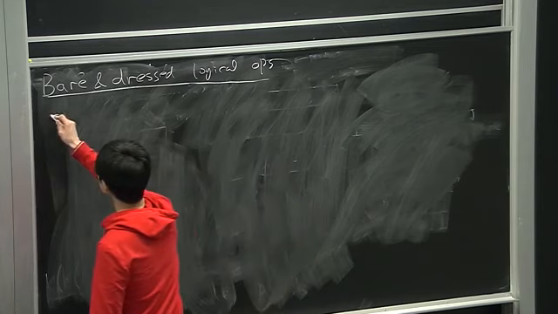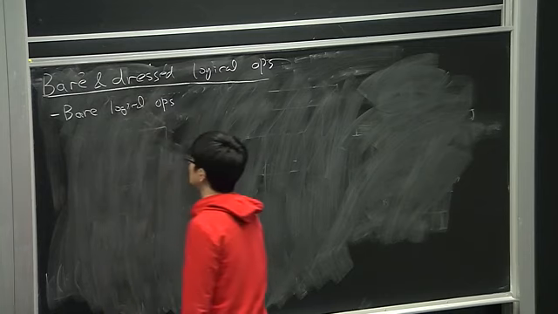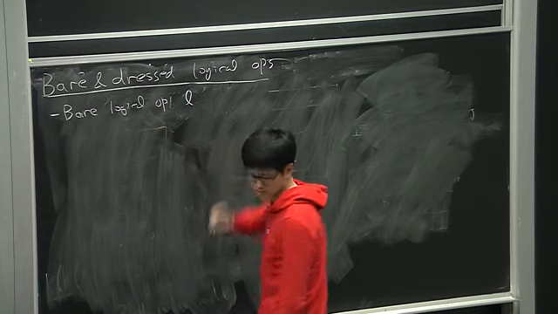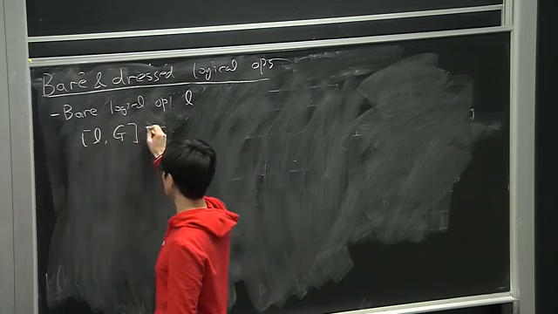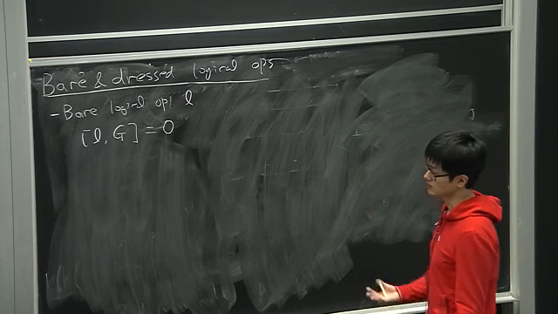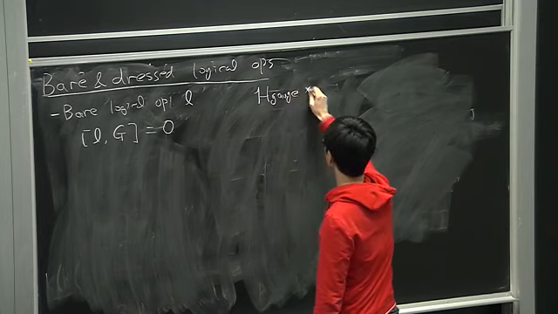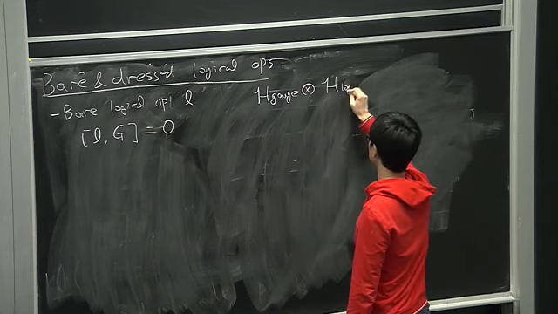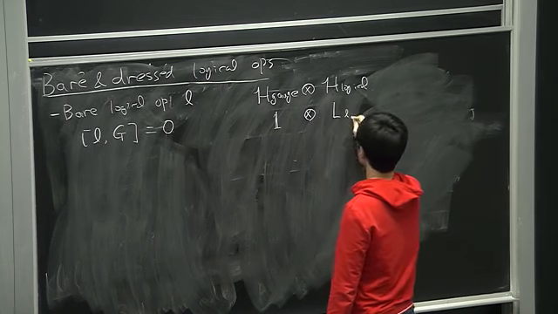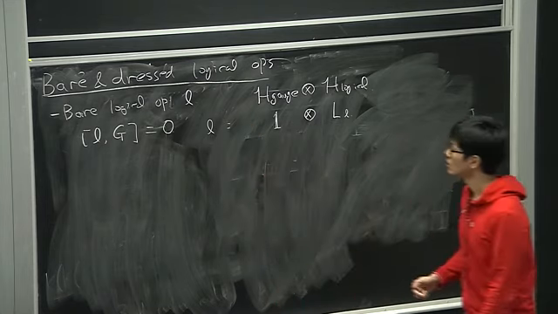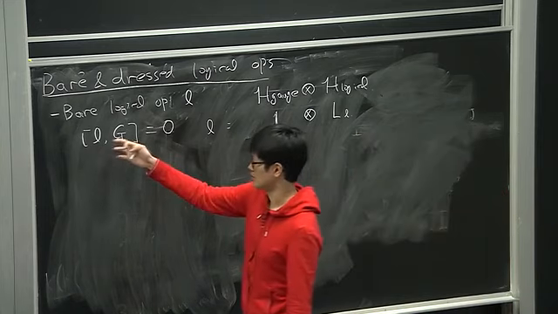Let me start with the bare logical operator. So this bare logical operator, let's say L, should commute with all the elements in G, but act non-trivially on the code word subspace, the logical qubit. So it has the following structure. If you have gauge qubit and logical qubit, then it can be written in this way. Okay. So it only talks to the logical qubit and doesn't do anything for the gauge qubit. That's because it commutes with all the gauge generators.